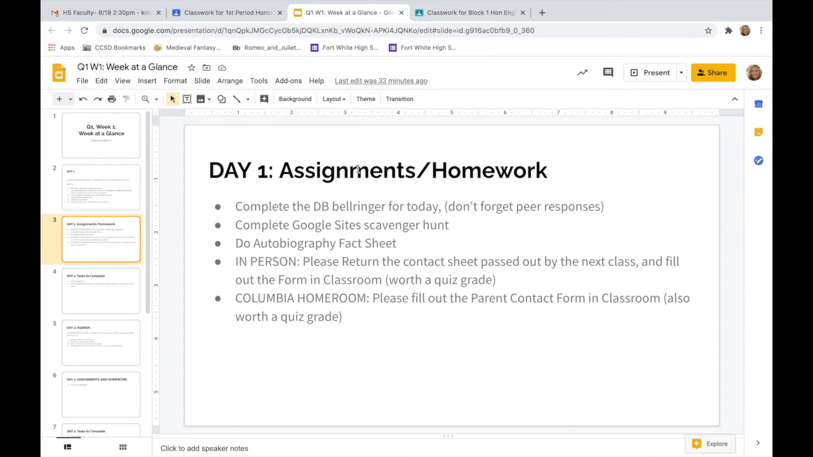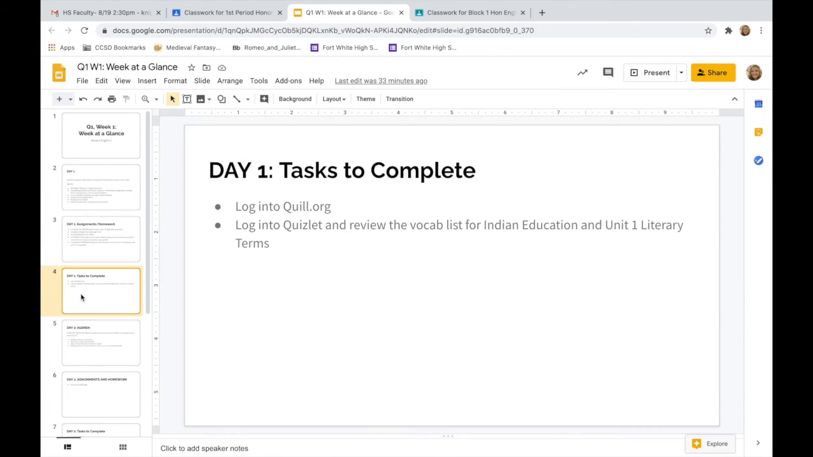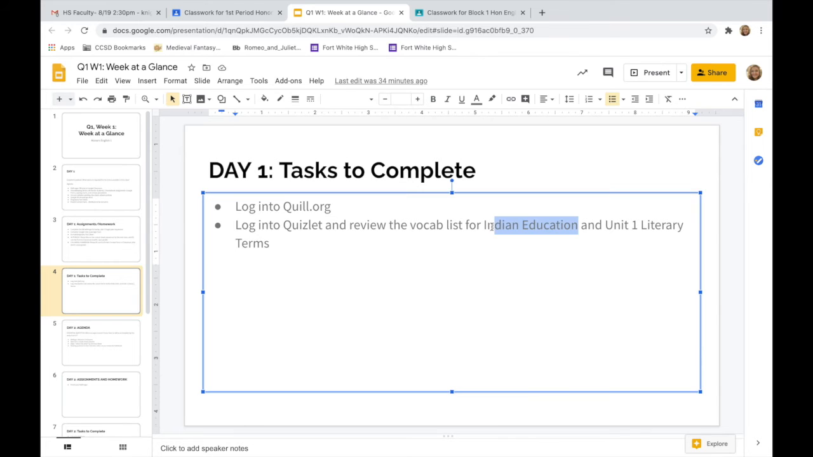So these are graded assignments. If it says assignments or homework, that means this is for a grade. If it says task to complete, this means it is something simple I need you to do before you come to class the next time. So for day one, you're going to log into quill.org, make sure that you can log into the class, and then you're going to log into Quizlet to review the vocab list for our first story that we're reading and the first unit. This story is going to be different for every class, depending on which of my classes you're in.